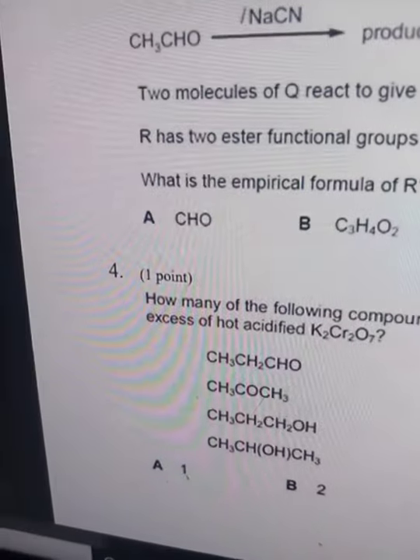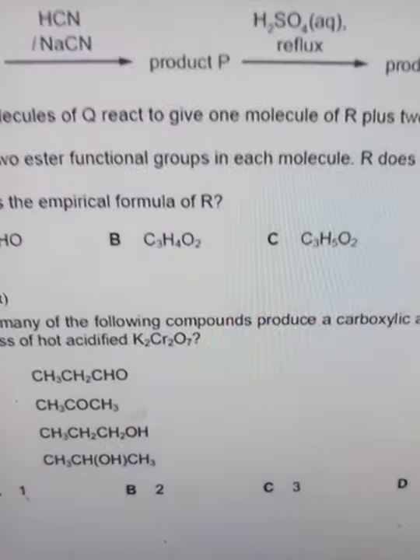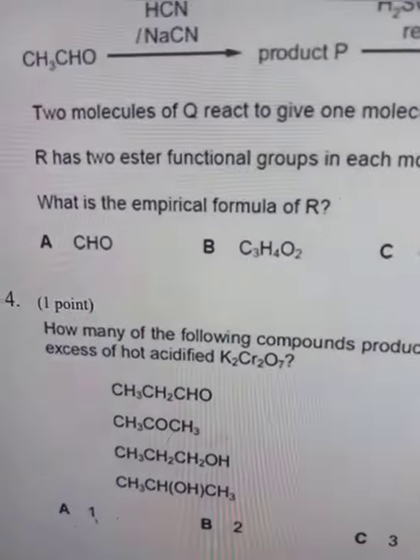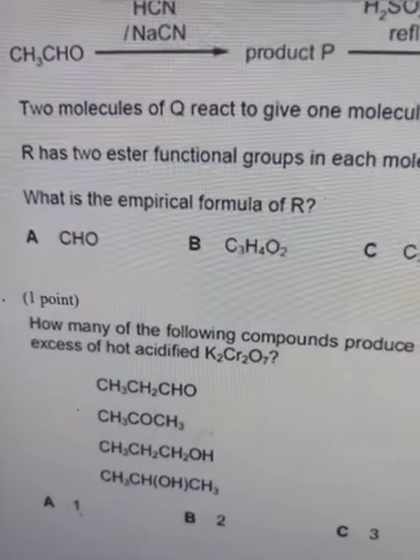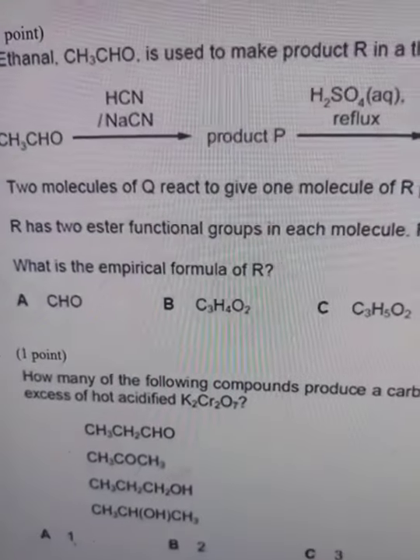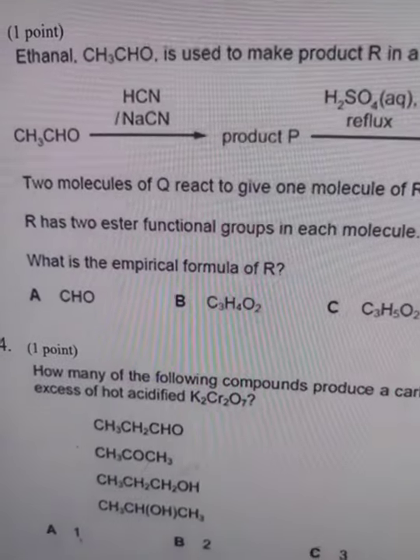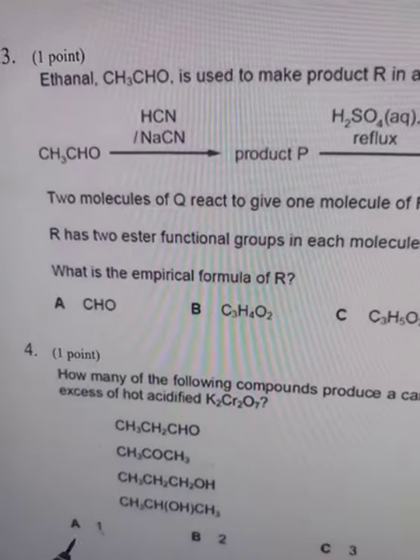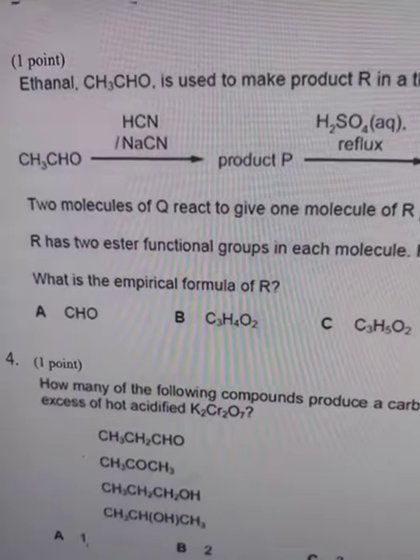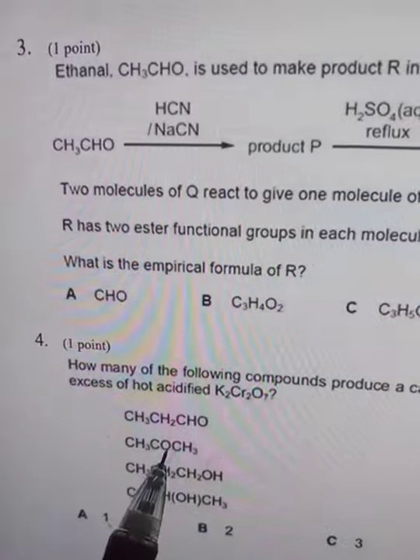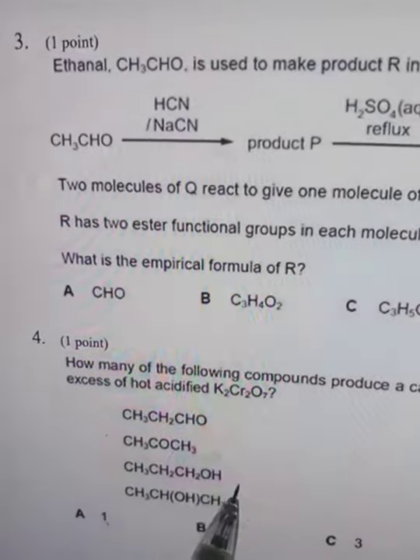Alright, so let's go to question 4. Question 4 is similar to question 1, but it's only asking for carboxylic acid. Which compound produces carboxylic acid, not carboxylic acid and ketone? So let's start first. CH3CH2CHO, if you can see here on the right side, CH2CHO, it tells us that it is a primary alcohol, while CH3CO produces aldehyde and carboxylic acid, right? But the second one is CH3COCH3, which is nowhere near primary, so it's wrong.